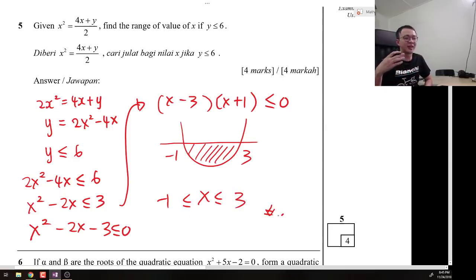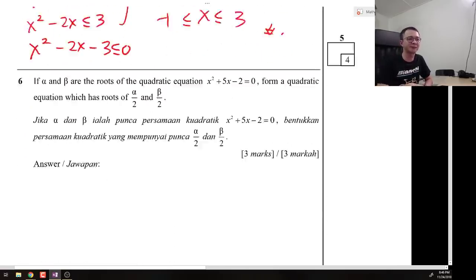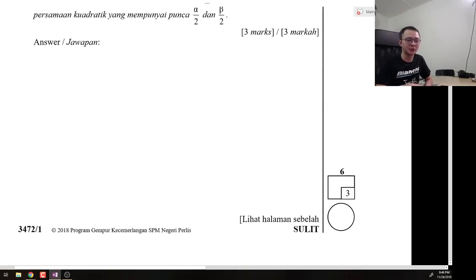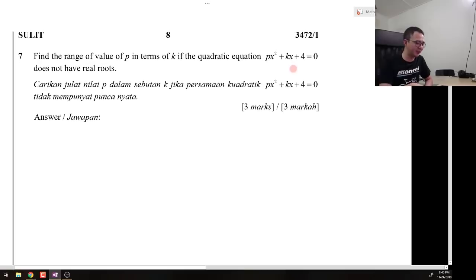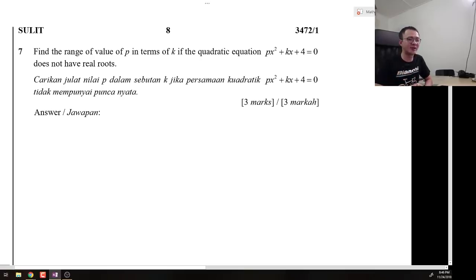This is a quadratic inequality. If you do not know what's happening here, or how I get all these values, go to Google and search about quadratic inequality. Yeah, please show the working. If you don't show the working, you will lose some marks, definitely.